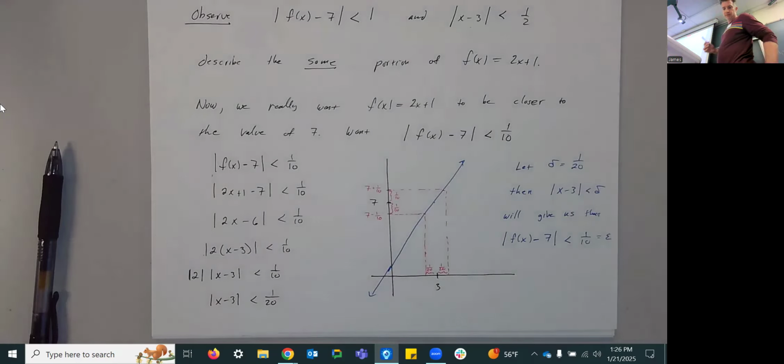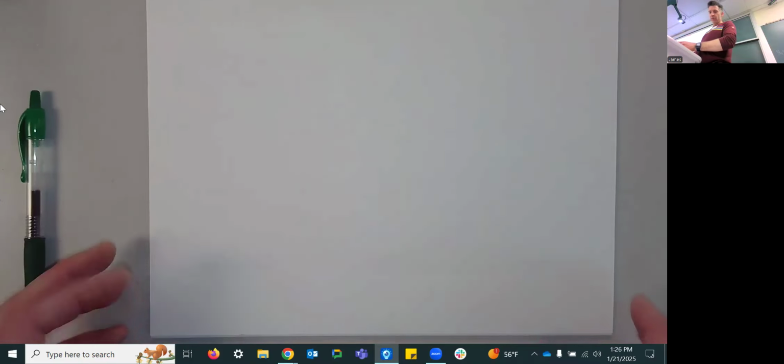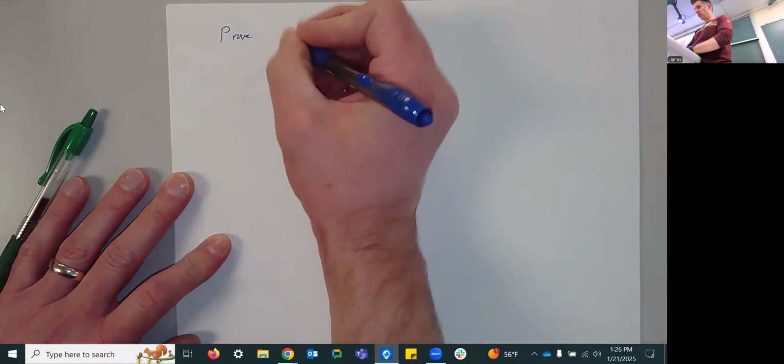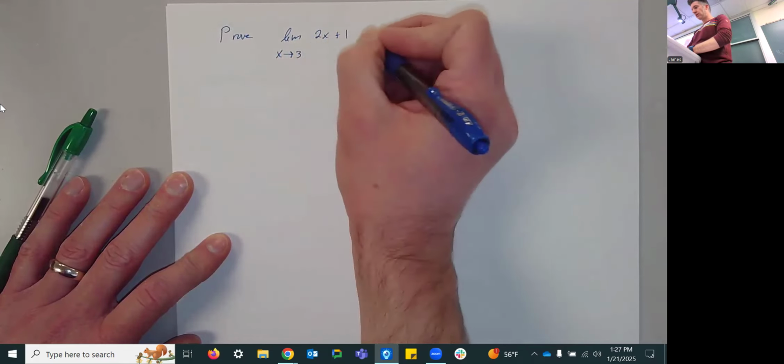So let's look at some examples. We're going to write the proof here for this one, and then we'll do another one where the slope is negative. Part of this depends on the style your instructor prefers. People have different words they like to use when they write these kinds of proofs. I'll show you the way I think is concise, and then we can go from there. So we want to prove that the limit as x approaches 3 of 2x plus 1 is equal to 7.